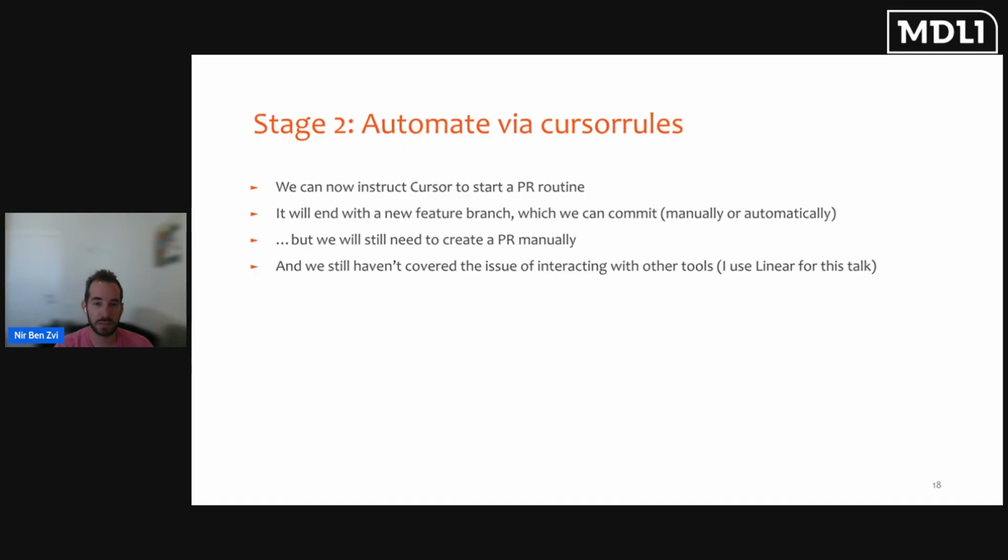So going back to automation with Cursor rules, I can now instruct Cursor to start a pull request routine. It will end with a new feature branch, which we can now commit manually or automatically. I'm still going to need to create that pull request manually, and there are still other things which are not automated, and I haven't even covered interacting with other tools. For this talk and for this project, and in general, when I get the decision, I use Linear, which is a recent, I think it's recent, replacement to Jira, which I'm in love with.